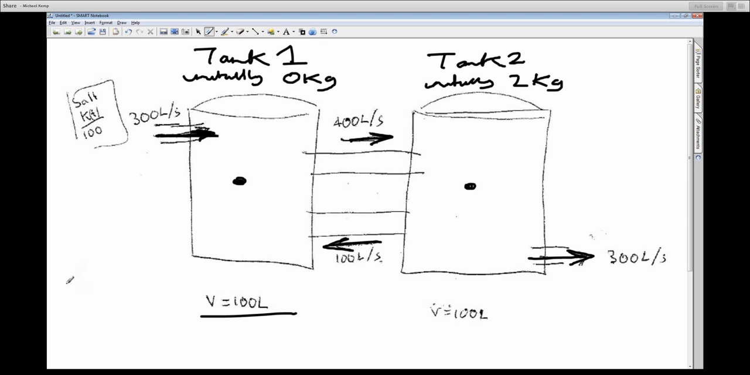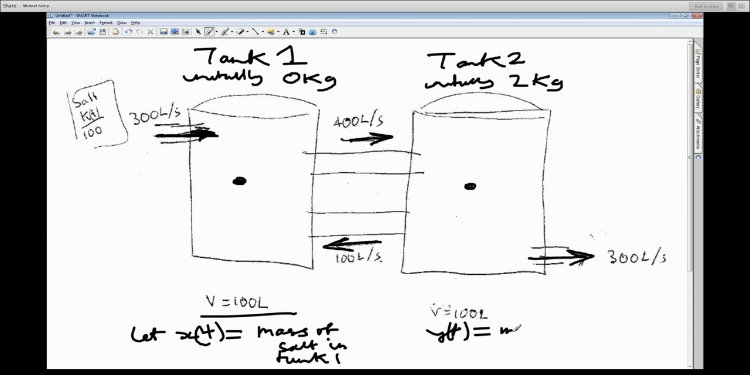So let's do a few things. We'll let x, which will be a function of time, be the mass of salt in this first tank, tank 1. And y(t) be the mass in the second tank. So we've got 2 different unknowns, and that's what we're trying to solve for. We don't know how much salt is in both these tanks, essentially.